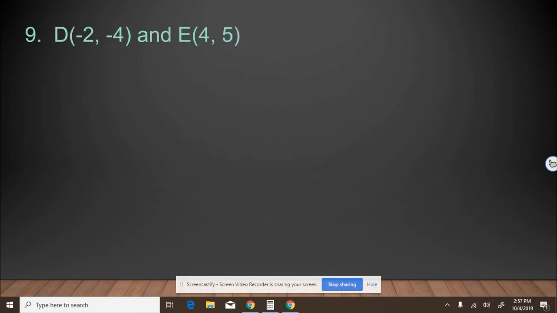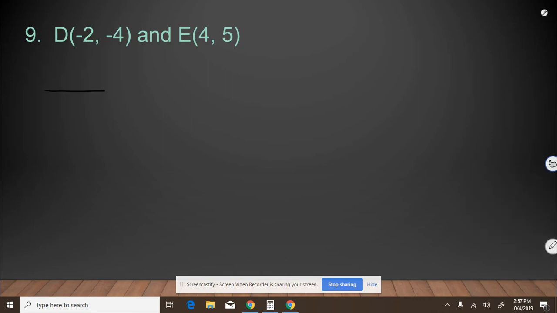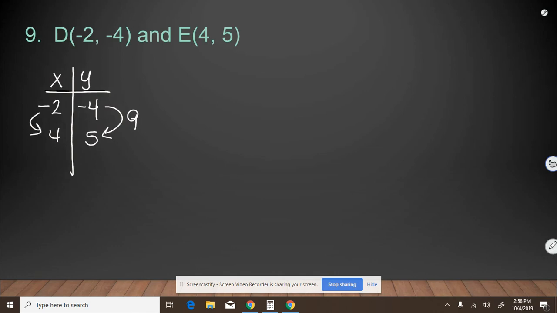Okay, so for number 9, again, we write our table. -2, -4 is D, and 4, 5 is E. -4 to 5 is increasing by 9. -2 to 4 is increasing by 6, making my slope 9 over 6.